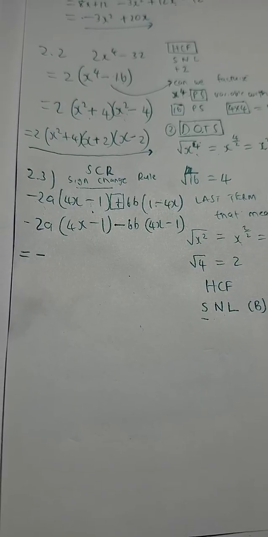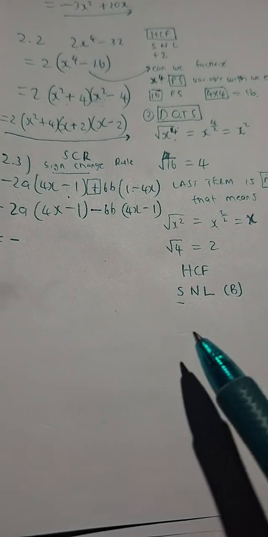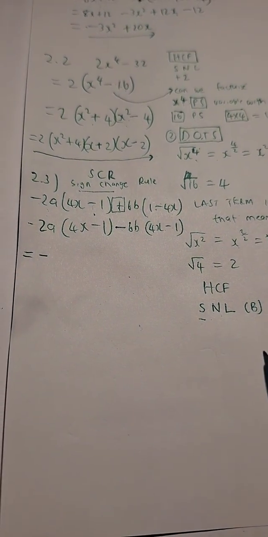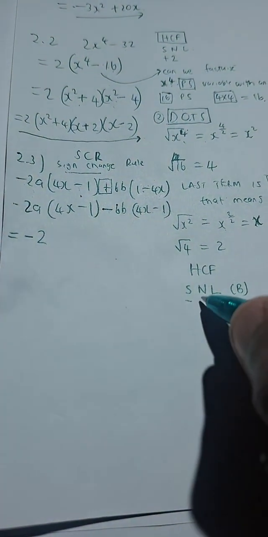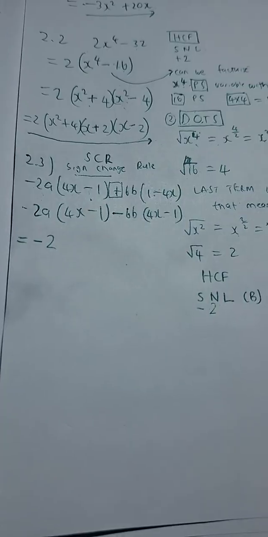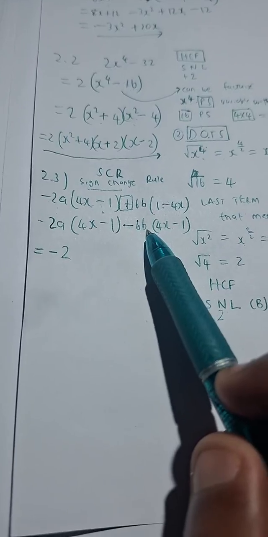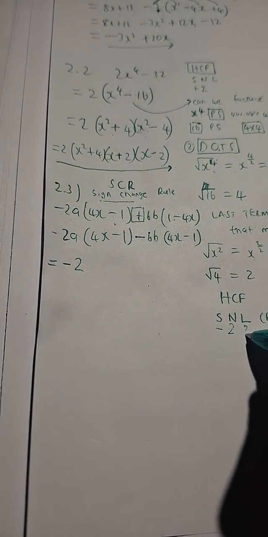I'm sure some of you are like, what is this guy doing? Guys, highest common factor: sign, number, letter, bracket. Thank you, Jeremiah. Highest common factor number is 2. Thank you. Is there a highest common factor letter? A, B. No, A and B are not common. So we have no highest common factor letter.